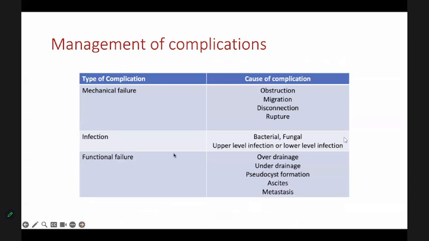Right. Okay. So management, of course, I already told you, includes management of complications. You can have mechanical failures, you can have infection, and you can have functional failures as well. Mechanical failures are obstruction. The catheter can migrate, it can get disconnected, it can rupture. The more common complication is actually infection. You can have functional failures, which I already mentioned a few: under drainage, over drainage, cyst formation, and too much fluid coming into the abdomen causing ascites. It can cause cysts in the abdomen. So many things can happen as complications.